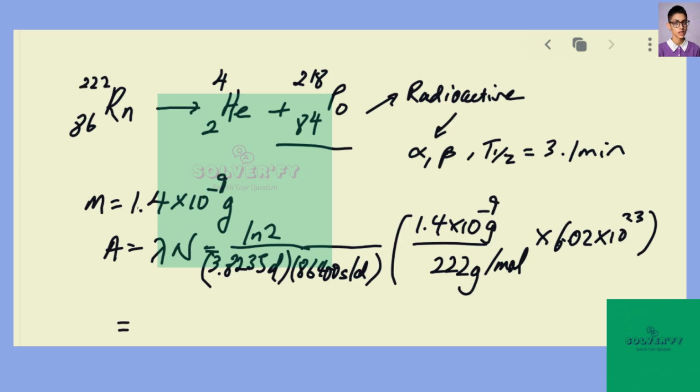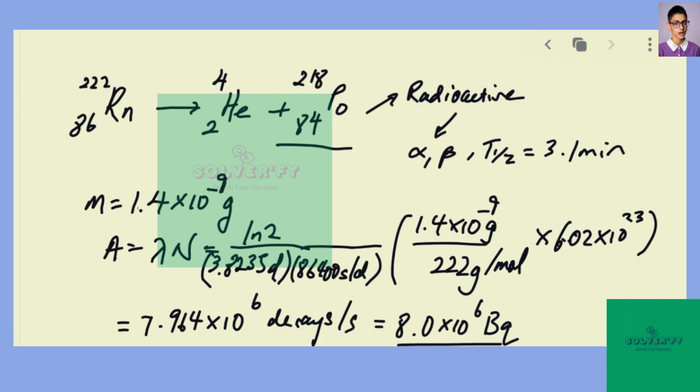From this, we should be able to get an activity of 7.964 times 10 to the power 6 decays per second. Now, decays per second basically is in terms of becquerels. So this is equal to about 8 times 10 to the power 6 becquerels.